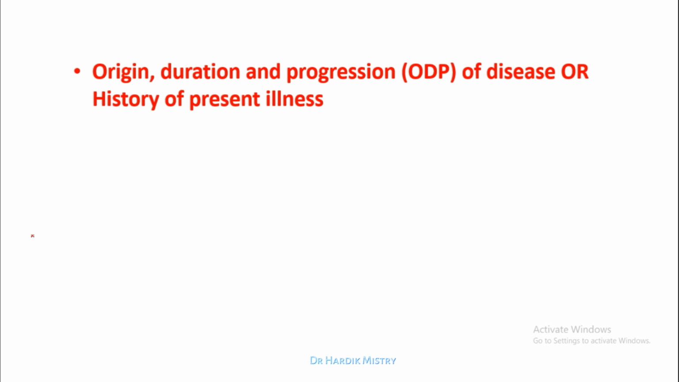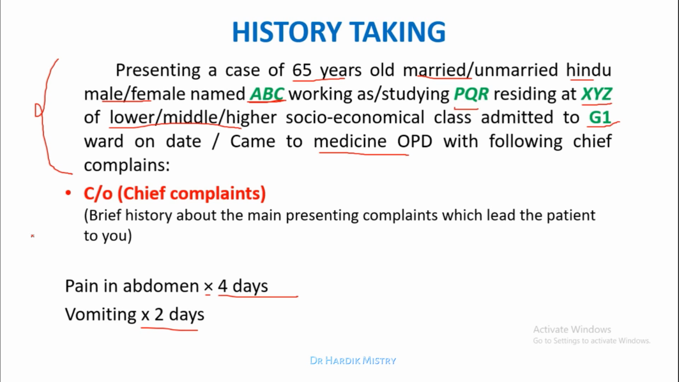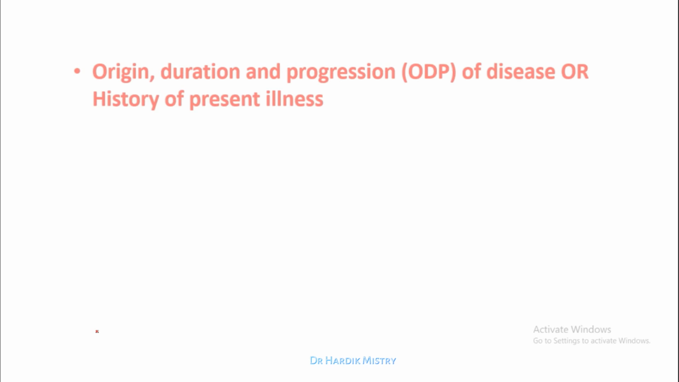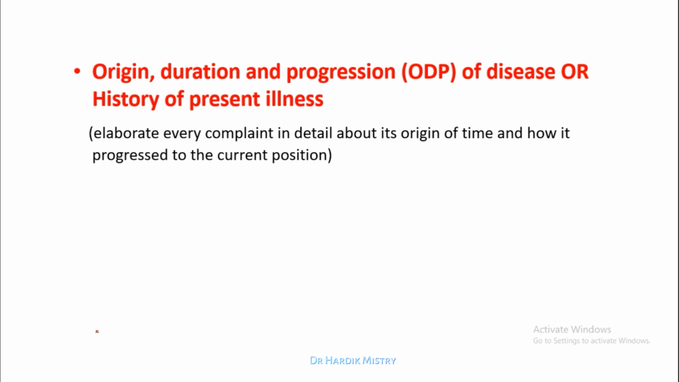Alright? After the chief complaint, you have to ask the origin, duration and progression, or ODP, of disease, or history of the present illness. So in this case we have three complaints: pain in abdomen, vomiting, and later one I told you about, the weakness. So you have to ask the origin, duration and progression of pain in abdomen, of vomiting, and of weakness. Elaborate every complaint in detail about its origin in time and how it has progressed to the current position.